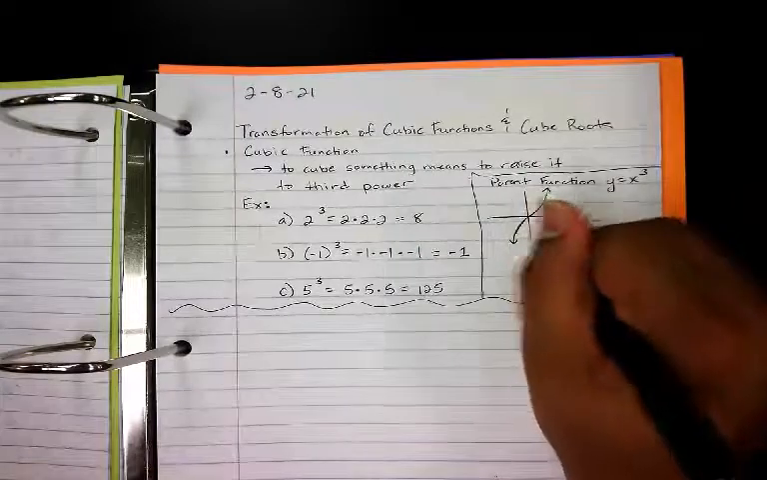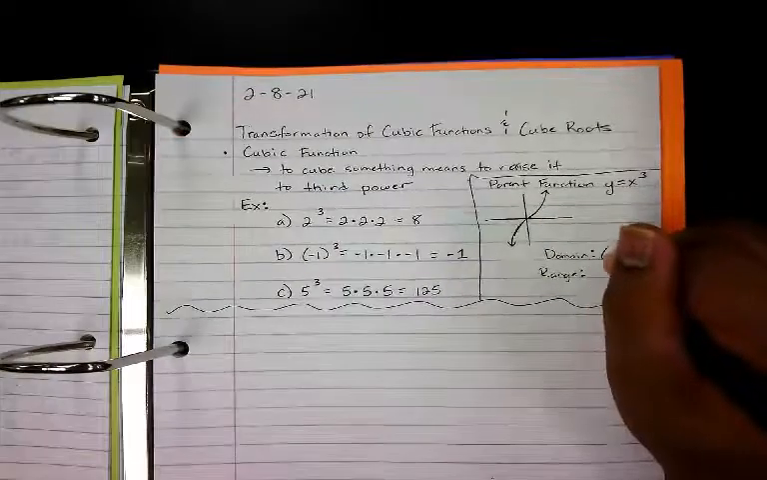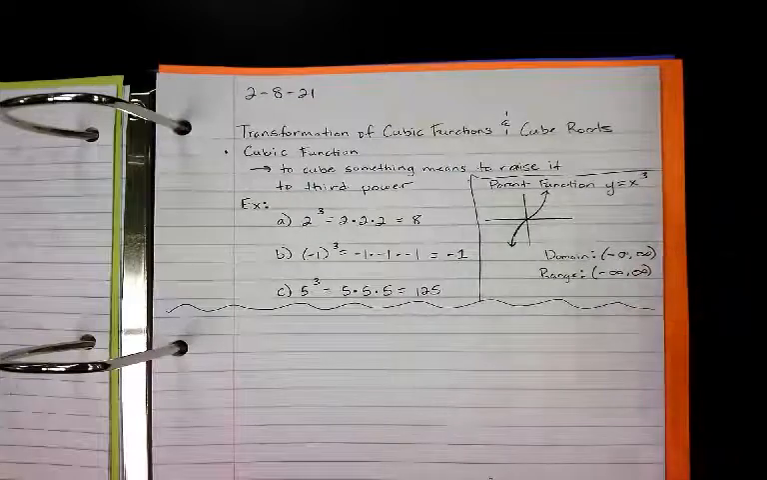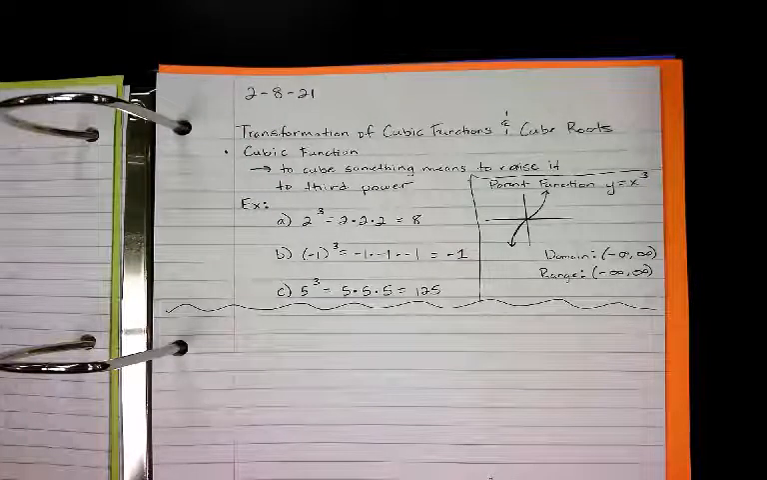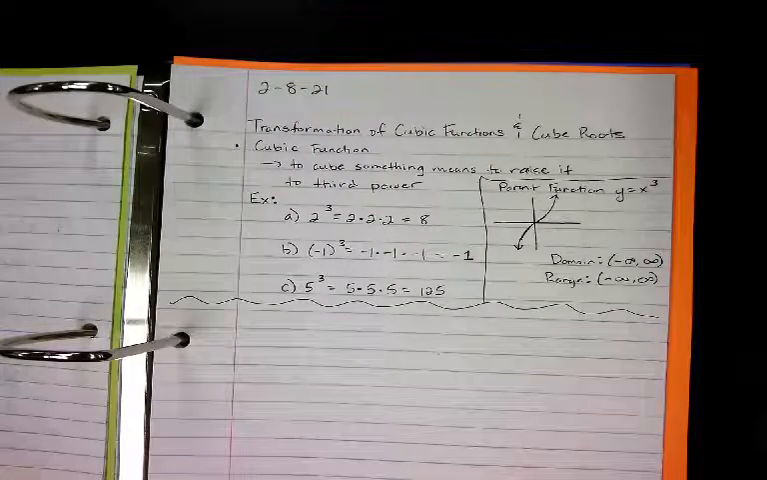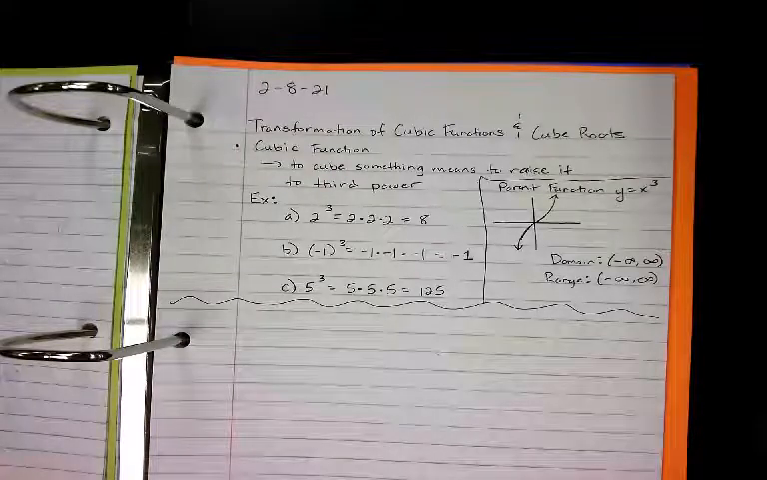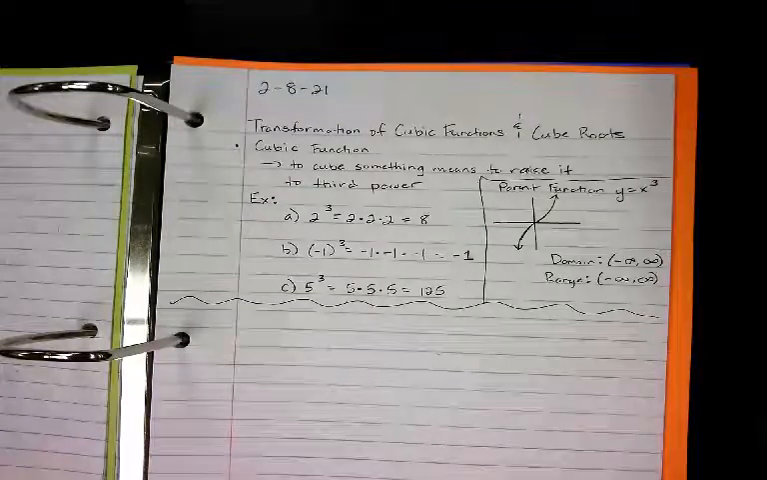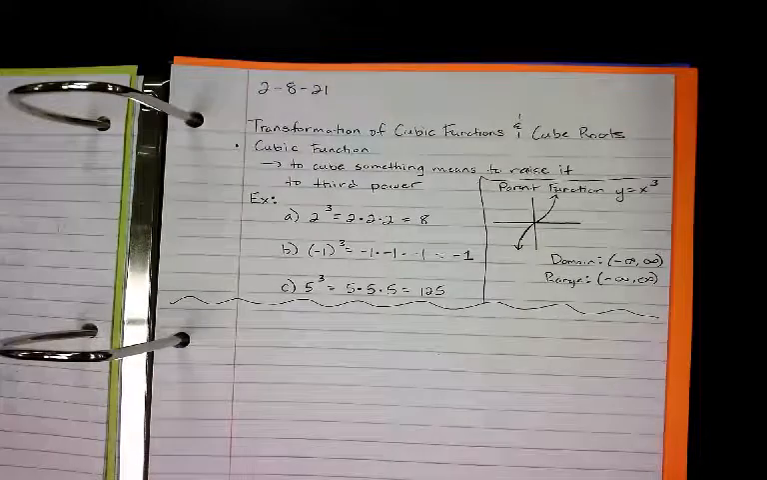Now we're talking about the domain and the range of the graph of the function. And it's all real numbers, so it's just negative infinity to infinity, and the range is also negative infinity to infinity. Those are like the basic rules of a cubic function.